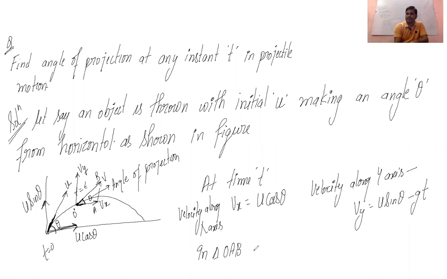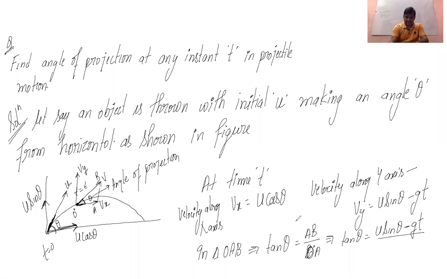you can write here the tan theta. What will be your tan theta? Tan theta is your perpendicular. This is your AB, and this will be perpendicular by the base. Base is your O dash A. And you can see here this tan theta, AB, so this is basically Vy, and the Vy we have written. This is your u sin theta minus gt, and O dash A.